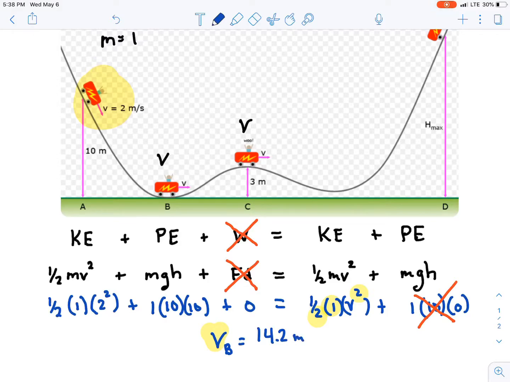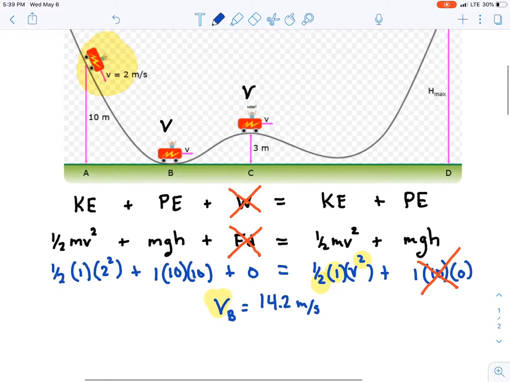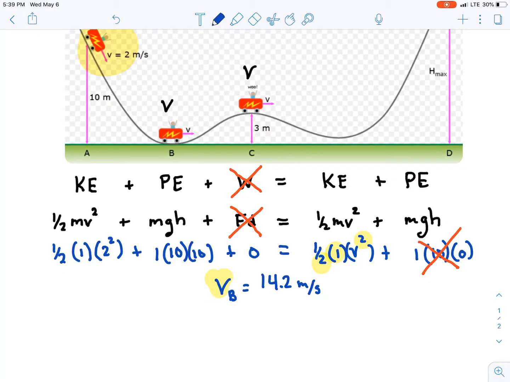Looks good to me, right? All right, now let's find the velocity at c. Now c's not going to be going as fast, right, because it's higher. But we're going to set this up the same exact way. So we have 1/2 times 1 times 2 squared plus 1 times 10 times 10 plus 0.